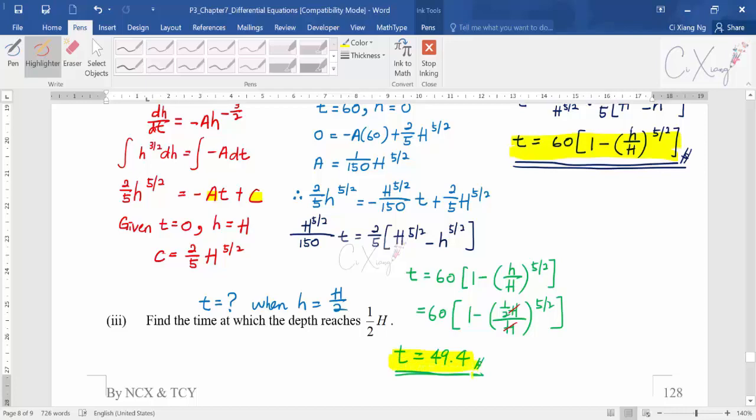Alright, so this is what we have for our last example in this chapter. Okay, so again, for partial questions, there are some quite simple, and some quite complicated like this. So you have to practice a lot to make sure that you are very familiar with the whole process here.